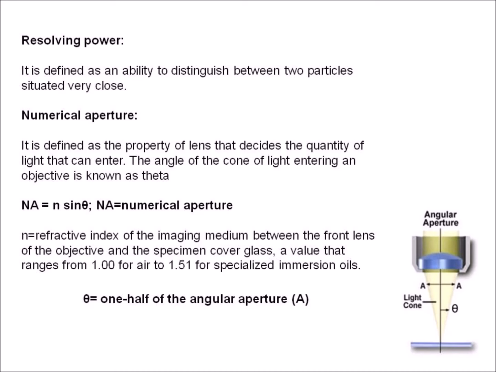That is, numerical aperture NA is equal to n sin theta. n is the refractive index of the imaging medium between the front lens of the objective and the specimen cover glass, a value that ranges from 1 for air to 1.51 for specialized immersion oils. Theta means 1/2 of the angular aperture.